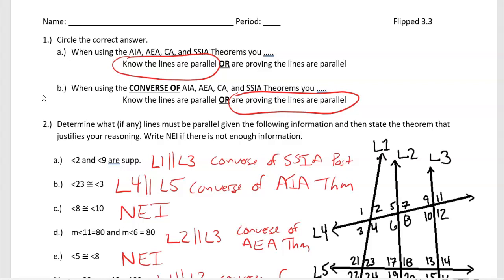For example, the Pythagorean theorem is an if-then statement. If you have a right triangle, then a squared plus b squared equals c squared. And you can have the converse: if a squared plus b squared equals c squared, then it is going to be a right triangle. So those if-then statements, you can have a converse of them.